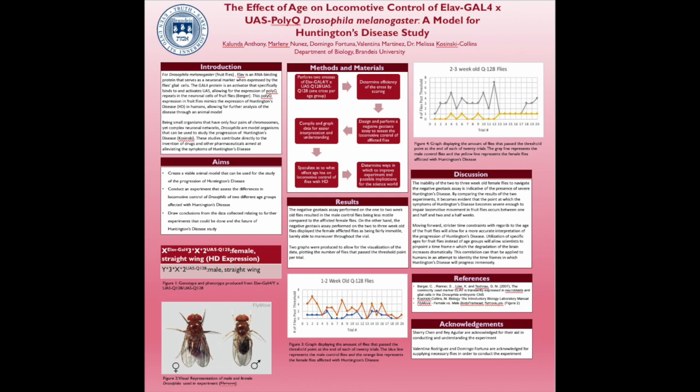Hello, my name is Kalunda Anthony, and I will be presenting on the effect of age on locomotive control of ELAV-Gal4 times UAS polyQ Drosophila melanogaster. The crossing of male ELAV-Gal4 flies with female UAS-Q128 flies creates a model for which Huntington's disease can be studied.